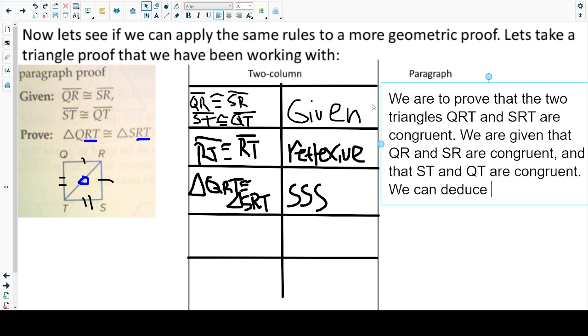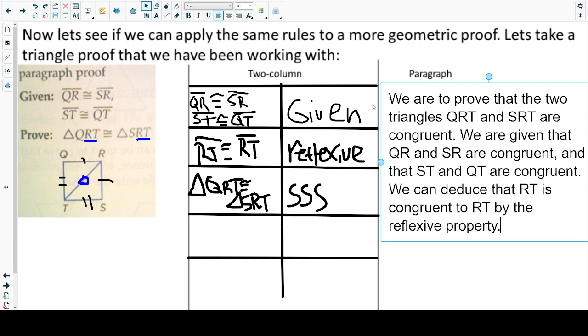So we can deduce that RT is congruent to RT. That's our statement. What did we do? We said that this is congruent to itself. Why do we know that's true? By the reflexive property. Right?